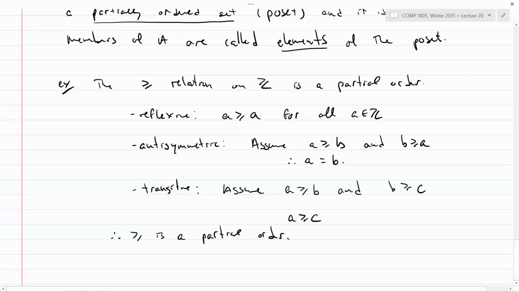What about greater than? Is greater than going to be a partial order? No, it's not reflexive. Greater than is not a partial order because it's not reflexive. For example, 1 is not greater than 1. 1 is equal to 1.